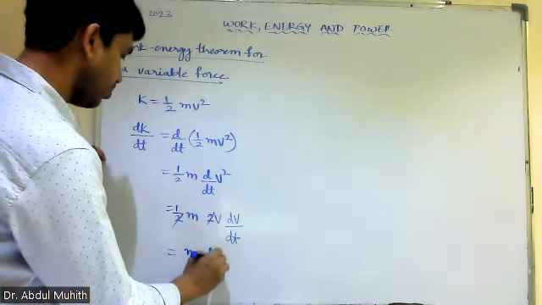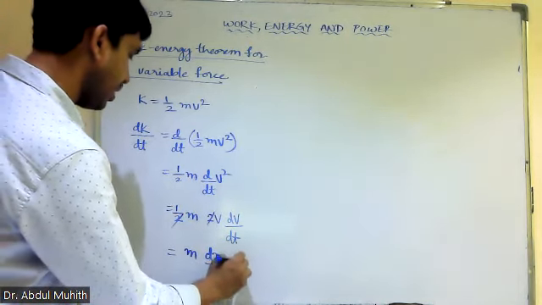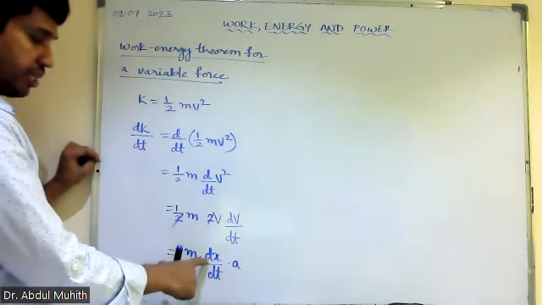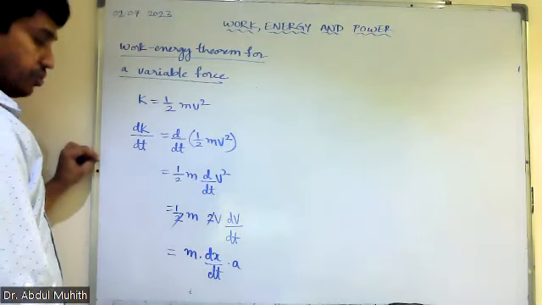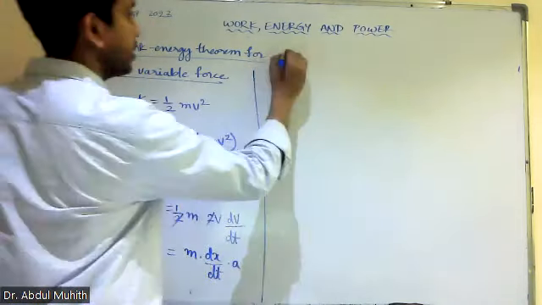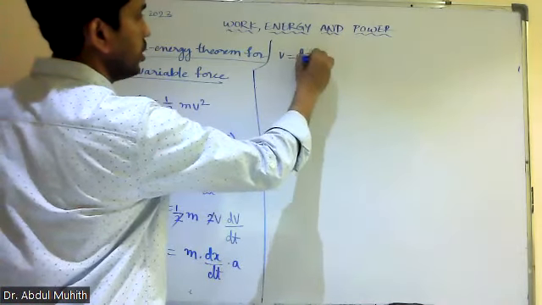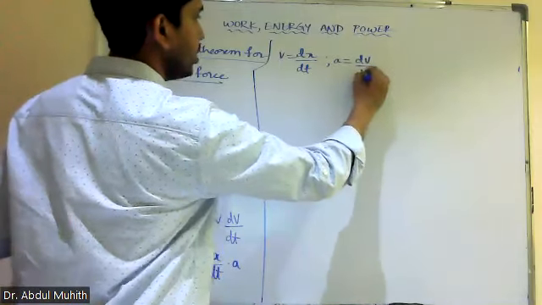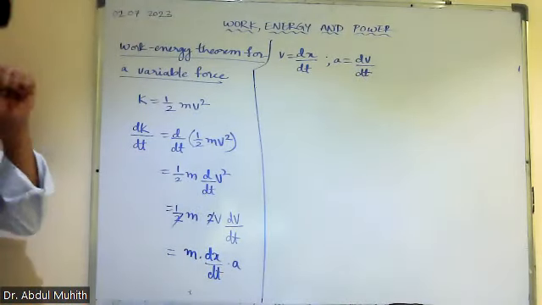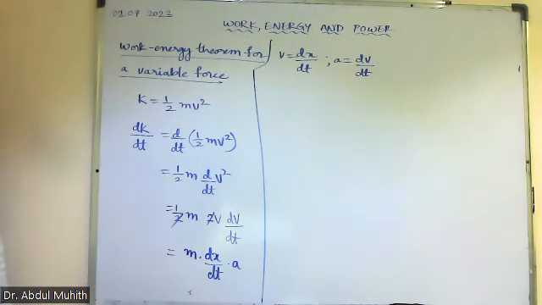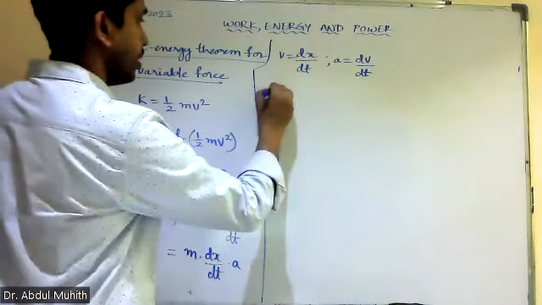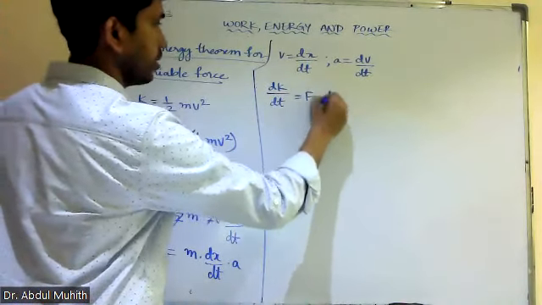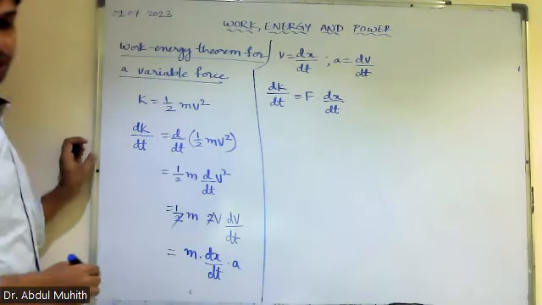velocity can be written as dx by dt. dv by dt is written as a. Rate of change of velocity is acceleration. Velocity can be written as rate of change of displacement. So already we did it before: velocity equal to dx by dt and acceleration equal to dv by dt. This we did in the second chapter, motion in a straight line. So ma is what? dK by dt equal to what? ma is force. Force into dx by dt.